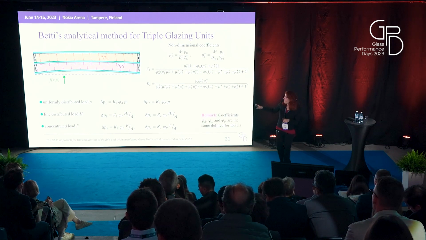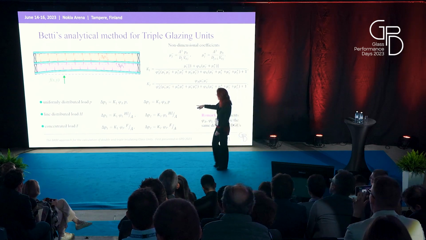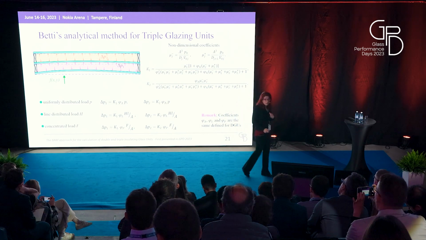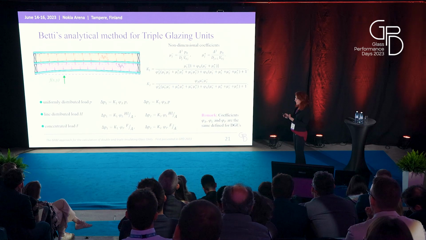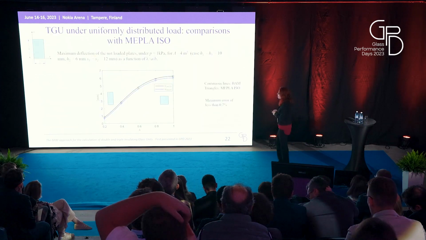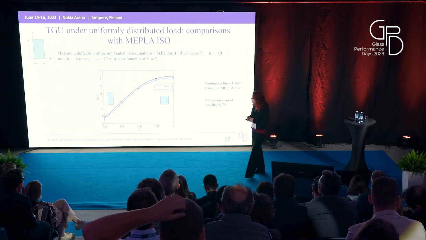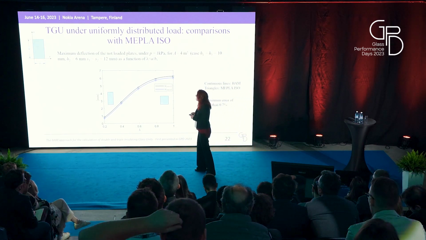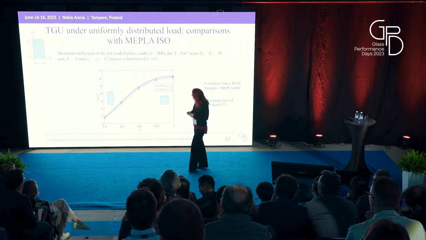It has to be noticed that the coefficients phi L, phi A, and phi P appearing in this equation are exactly the same as for the double glazing units. So they do not depend on the number of glass plies. Just some comparison also for the case of TGUs. Again, I consider rectangular plates. Here, the case of uniformly distributed load.